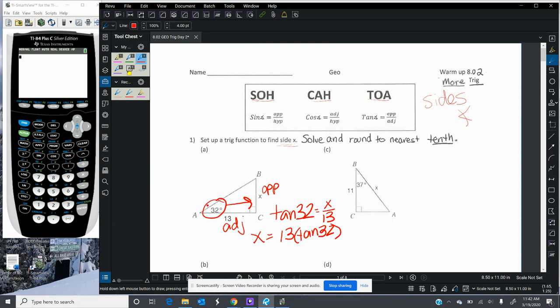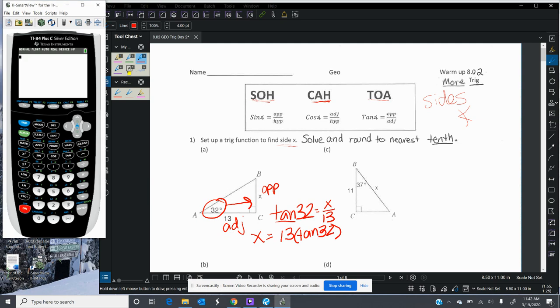From our angle, we always identify our opposite side and our adjacent side. There's nothing next to our hypotenuse here, so we're not going to use sine or cosine, because we don't have the hypotenuse. So this is going to be the tangent. Angle 32 goes in, equals the opposite side x over the adjacent side 13. In order to calculate, we cross multiply. Tan 32 gets multiplied by 13 equals x.